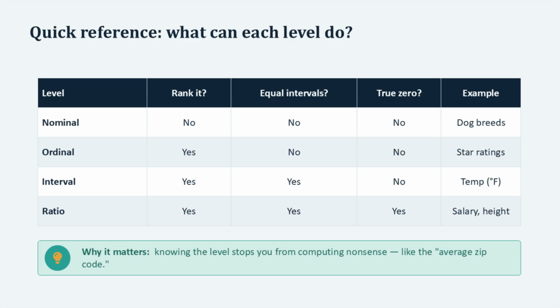Now, let me show you why this actually matters. Because this is not just vocabulary. Knowing the level of measurement can stop you from doing something completely meaningless. One of my favorite examples is zip codes. Imagine someone collects zip codes from a group of people and then calculates the average zip code. Technically, you'll get a number, but that number means absolutely nothing. Why? Because zip codes are nominal data. They look like numbers, but they're really just labels. So averaging them makes no sense.